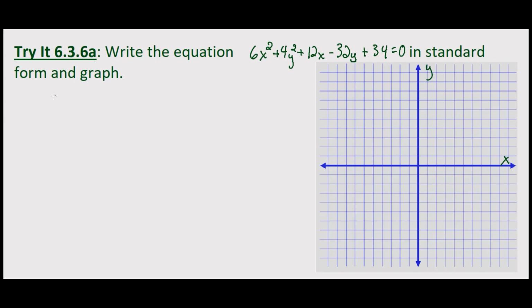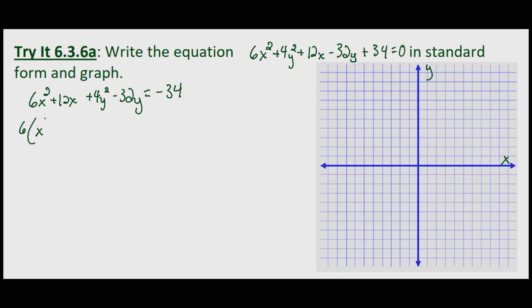So let's group together first our x terms and y terms, and then we'll complete the square with each one of them individually. So we have 6x squared plus 12x plus 4y squared minus 32y. And then we'll go ahead and move the constant to the other side, subtract 34 from both sides, so it equals negative 34.